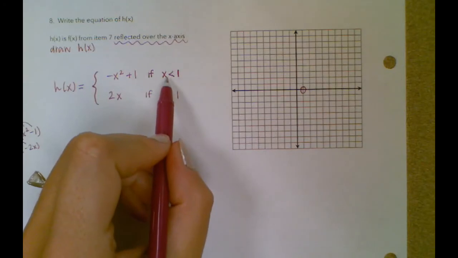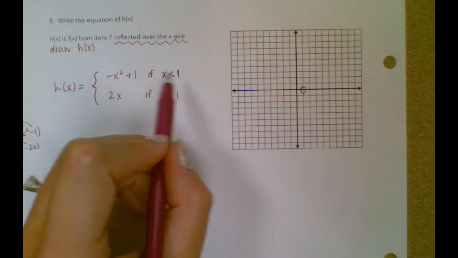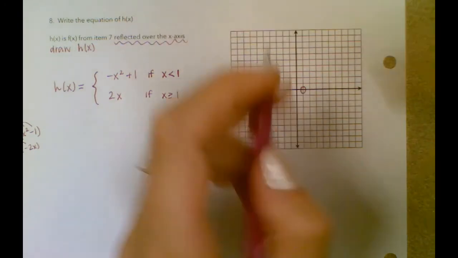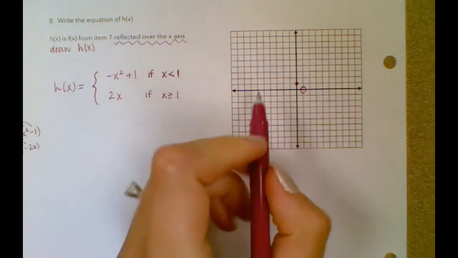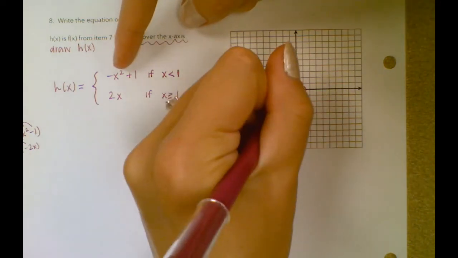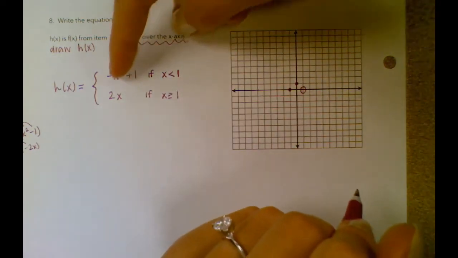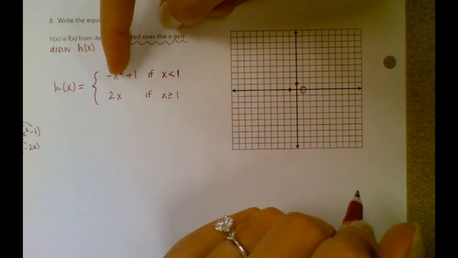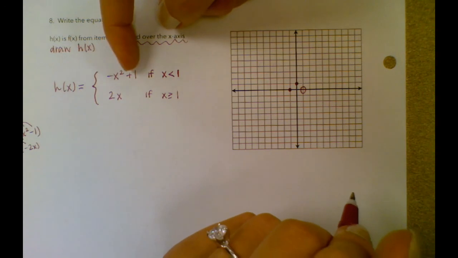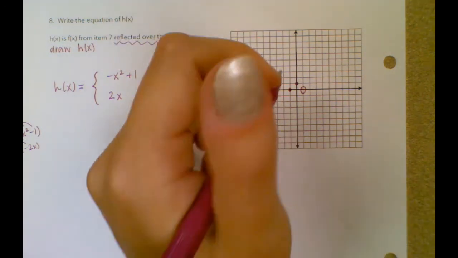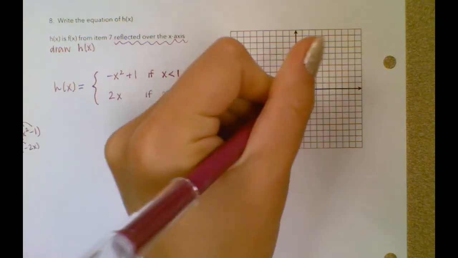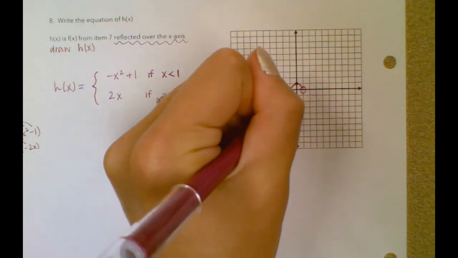Okay, I need x values that are less than 1. So I need to go this direction. So let's plug in a 0 there. That will become 0, 1. If I plug in negative 1, I'm back to 0. And if I plug in a negative 2, that makes a positive 4, but really that's a negative 4 because of the negative out in front, plus 1 would give me negative 3. So this is my first graph.